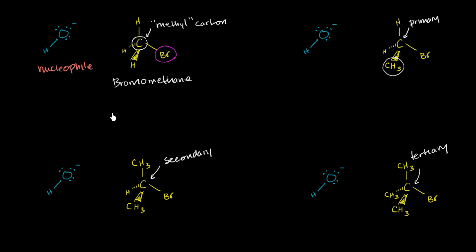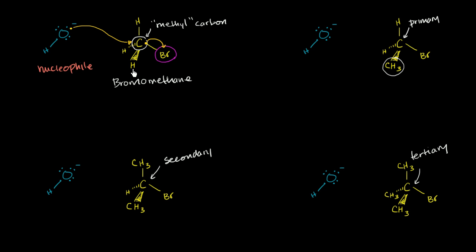I'm not going to talk too much about the solvent. We'll just assume that the solvent is appropriate for this type of reaction. You could imagine that the nucleophile right over here, this hydroxide ion, might want to give one of its electrons to this methyl carbon. And right as that is happening, the bromine can take an electron and become a bromide ion.